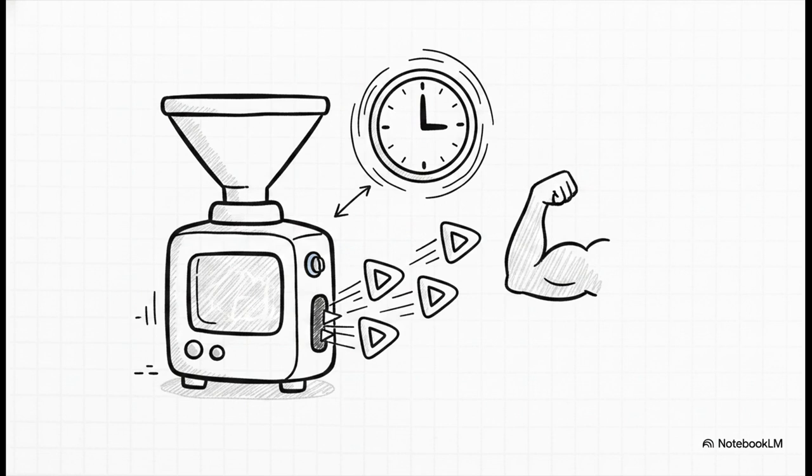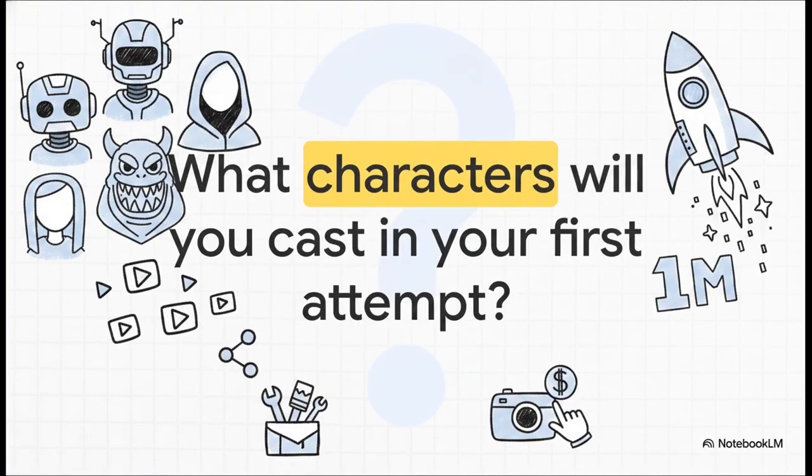You go from struggling with weird, inconsistent characters to operating an absolute content machine. You've got the exact blueprint now to bypass all those amateur mistakes, leverage premium tools entirely for free, and lock in a viral loop. The machine is fully built. It's just sitting there waiting for you. So the only question left is, what world and what characters are you going to cast to capture your very first million views?